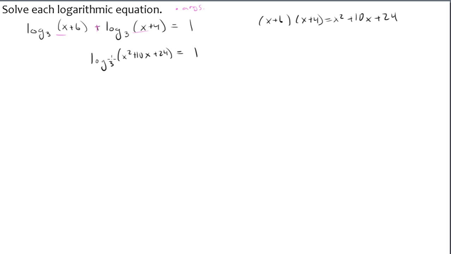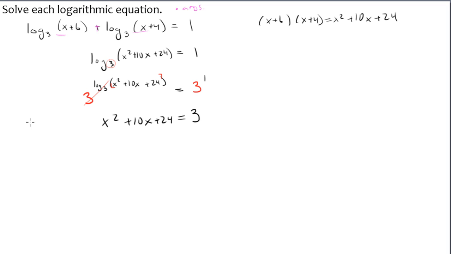Now, the base here is 3, so that's going to be the base for our exponent. So this is going to be 3 to the log base 3 of x squared plus 10x plus 24, and all of that is equal to, once again, 3 to the first power. Here on the left-hand side, this is going to reduce, and we'll be left with just the expression inside the logarithm. x squared plus 10x plus 24 is equal to 3 to the first power, which is 3.